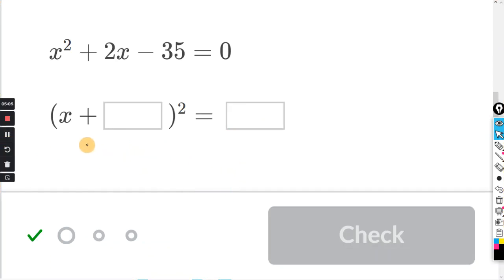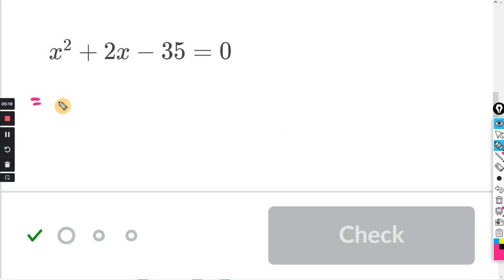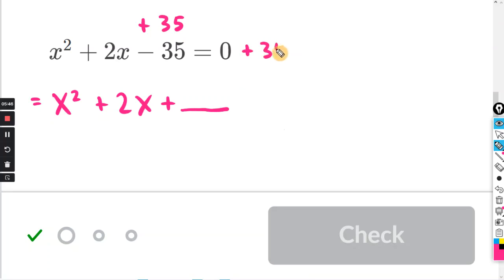In this case here, it's almost the same thing, but the blank space is on the other side of the equal sign. So when we set it up, we need to use the blank space on the other side of the equal sign. I'm going to write x squared plus 2x, and I'm going to leave a blank space after the x. And since I have a negative 35 here, I'm going to add 35 to both sides to get my constant term on the right-hand side.